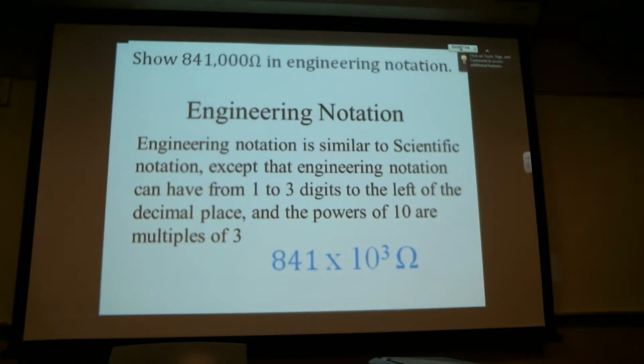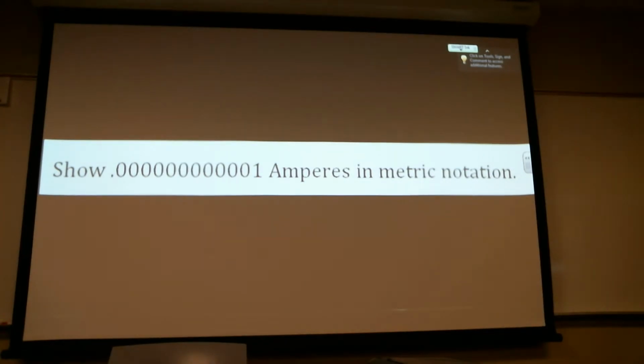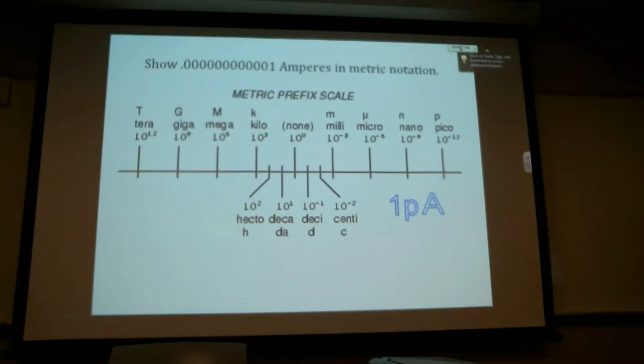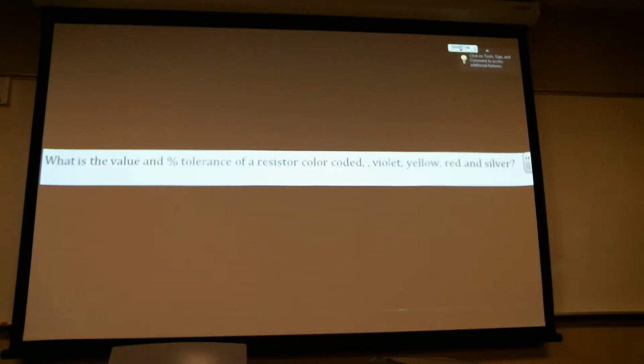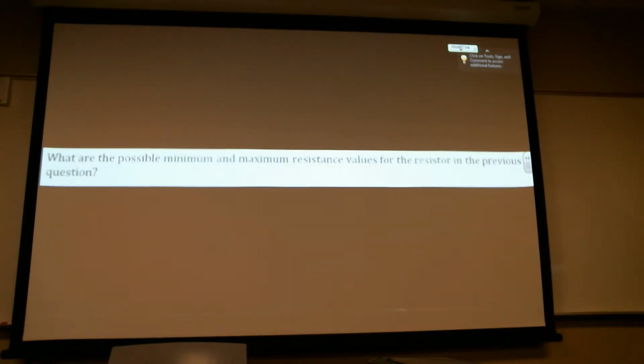And then I've got some examples. And then there's this one again, and it's probably the same one. So nothing new there. And then what color code is something K, and it's probably going to be K, plus or minus 10. So you give me the colors. What is the value and tolerance or percentage of a resistor with violet, yellow, red, and silver? Again, those aren't going to be the colors. I've changed them. What are the possible minimum and maximums for the resistor in the previous question?